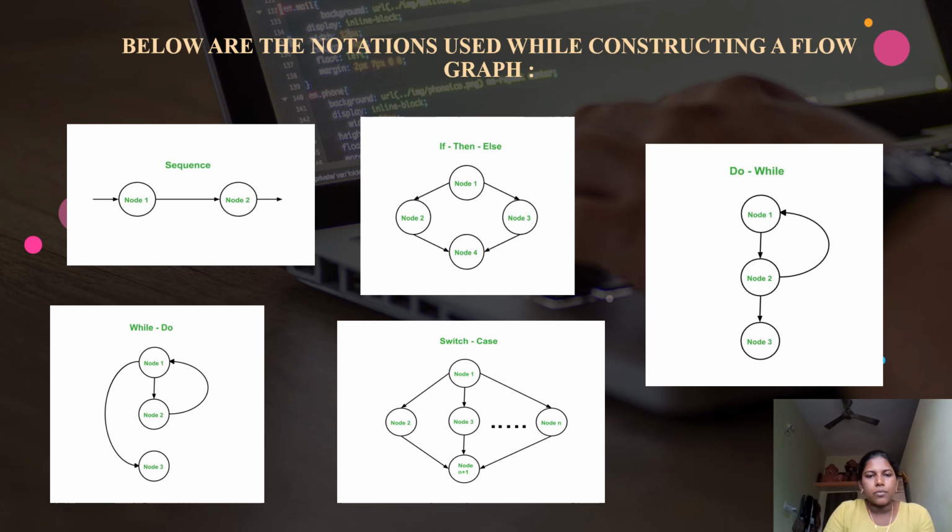For a while loop, it goes from node 1 to node 2. Again, if the condition is true, it loops from node 2 back to node 1, or if the condition is false it goes to node 3. So like this the loop will flow.